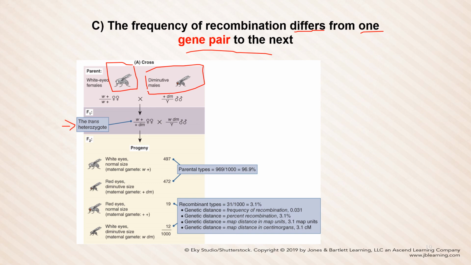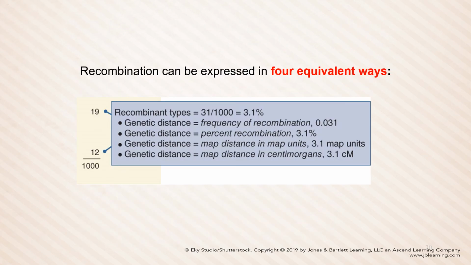And I just want to finish by showing you this. Here you have again the parental types, the percentage of the parental types, and here you have the measurements that we talked about in the beginning. So you have 19 and 21, 19 and 12. So the recombinant types will be 3.1%, and you have all these four ways to represent that distance that are all equivalent, if you remember. All of them will be equivalent.